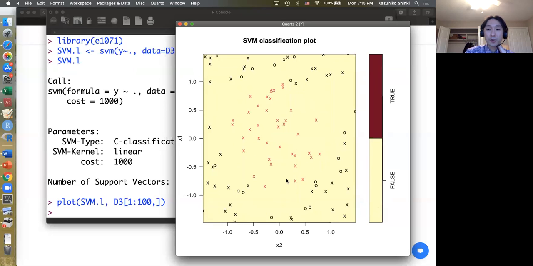So you can see there are too many support vectors. The crosses are all support vectors, and the black points, black circles and crosses, are all the observations classified as false, so outside of the circle. This is classified as true. But actually no observation is classified as true, so it does not make any sense.